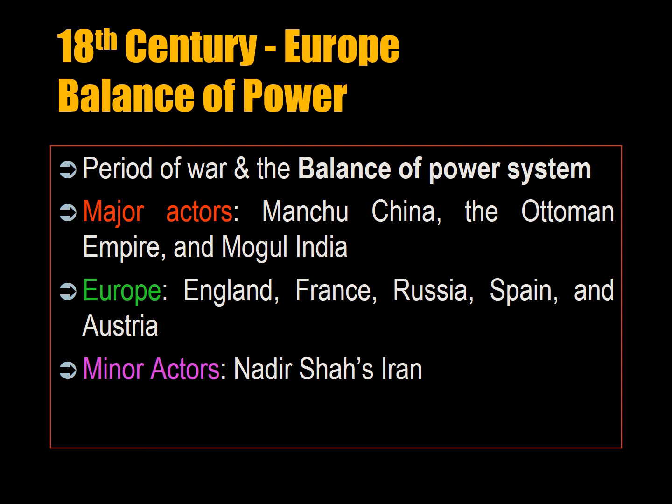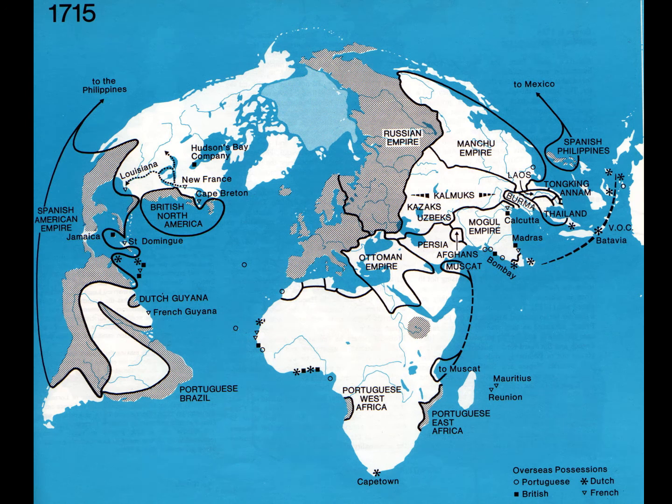There was, of course, Nadir Shah's Iran. They had tried to build a navy, but their navy was destroyed by the Europeans. And then you had the main European states, England, France, Russia, Spain, and Austria. So this is the distribution of power in the world. The oceans controlled by the Europeans. So in Europe, there were, of course, England, France, Russia, Spain, and Austria, all of which, except Austria, had a military reach outside of Europe.